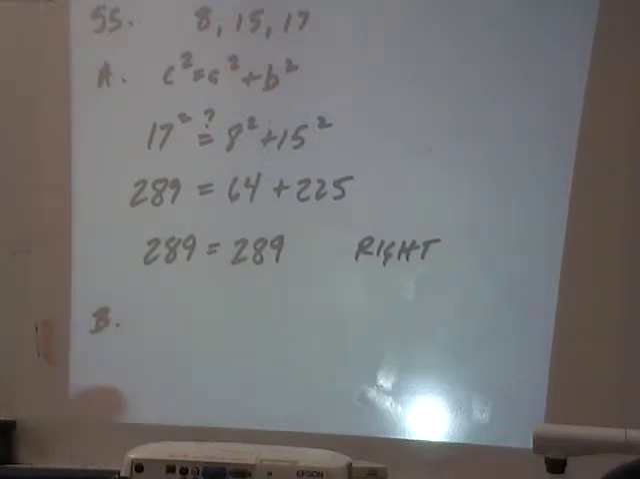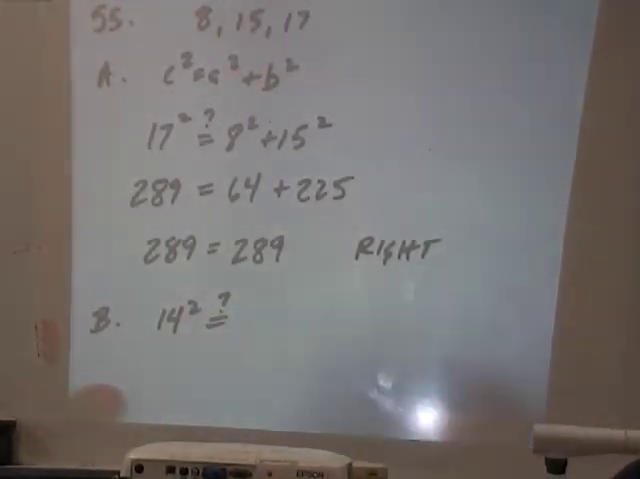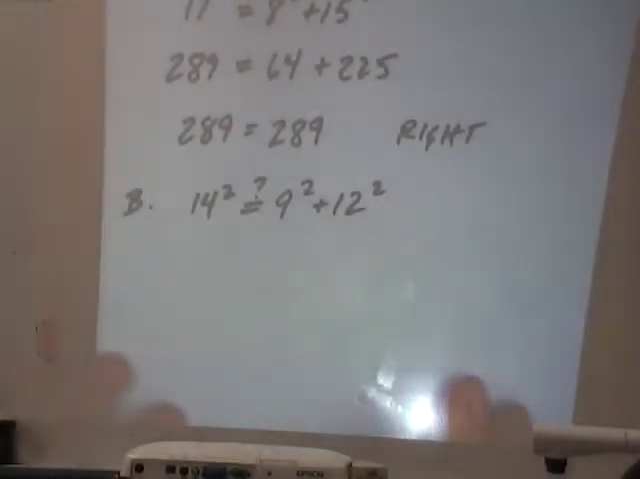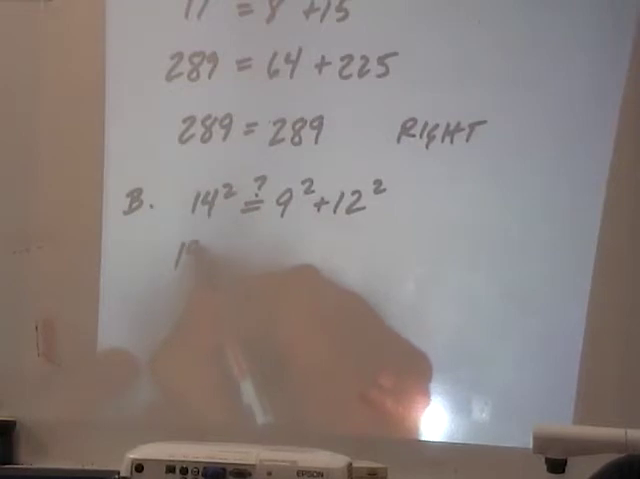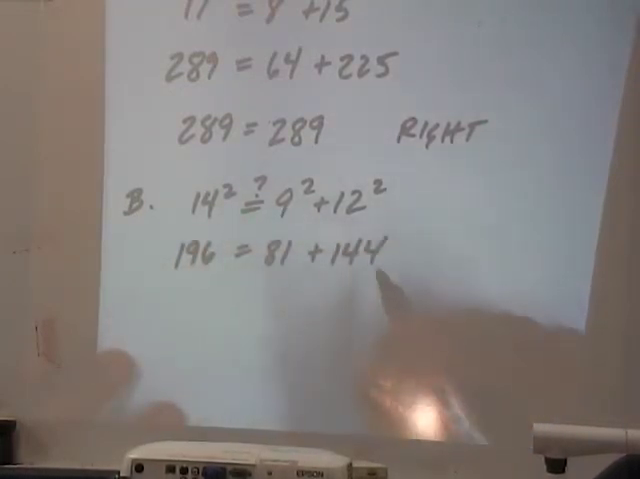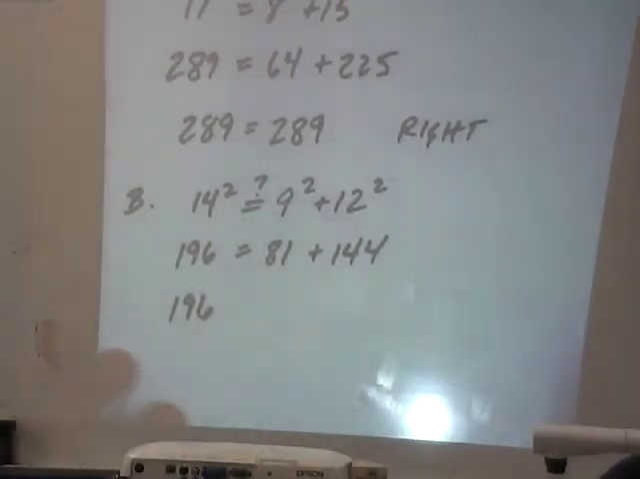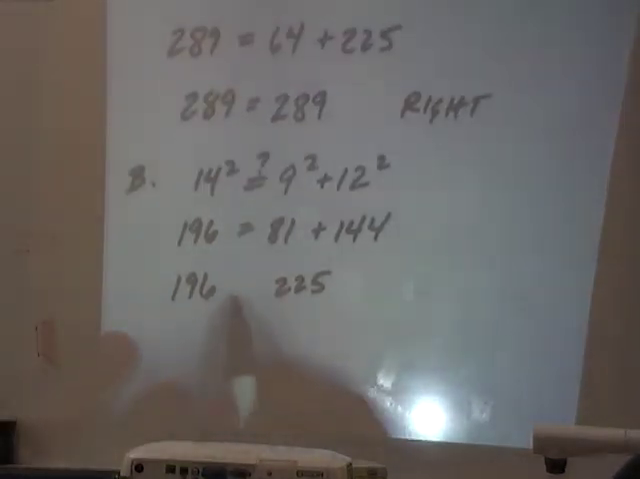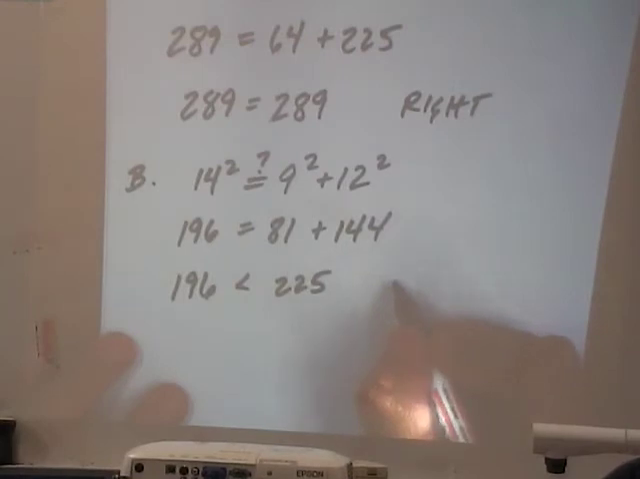On B, which one's my C? 14. So 14 squared, we want to know if that equals 9 squared plus 12 squared. 14 squared is 196. Is that 225? Yeah. So what sign goes there? 196 is less than, so that's what kind of triangle? Do you think of less than? Acute.